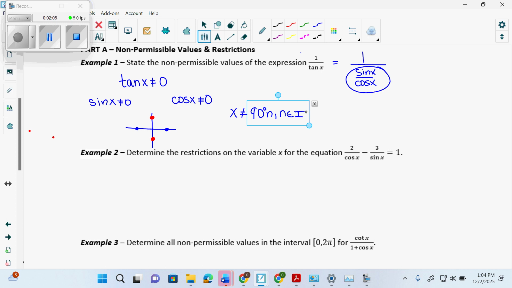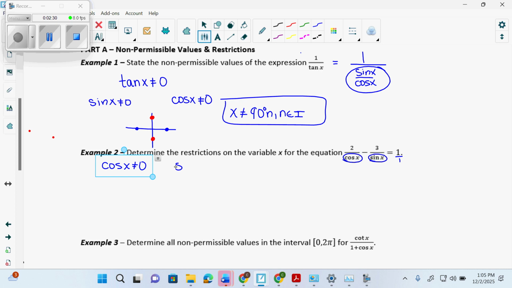So example 2 says determine the restrictions, same thing as non-permissible values, on the variable for this equation now. So what is sitting in my denominator? A cos x and a sin x, and this one just has a 1, correct? So once again, we have to do where cos x can't equal 0, and where sin x can't equal 0. We already did that in the previous question, didn't we? So are the non-permissible values going to be the same as the previous question, even though the question is different? Yes, they still result in the same issues.